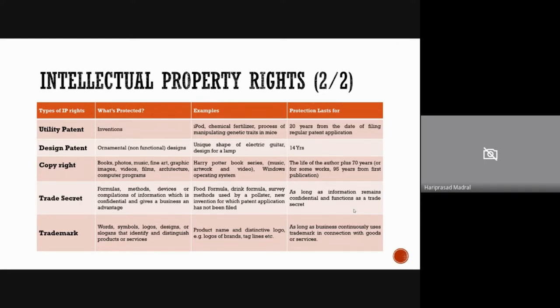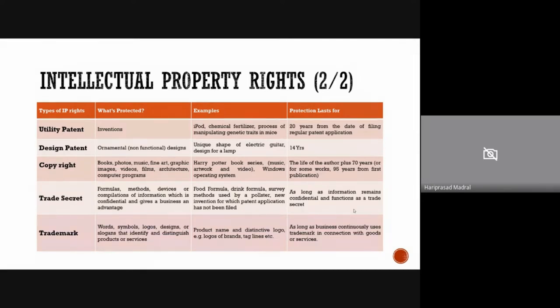Apart from that, the patents are basically divided into two types: utility and design. Now, utility and design are broadly covered by most of the countries in the entire world. But there is one more category, which is called plant patents. They are only covered in United States.